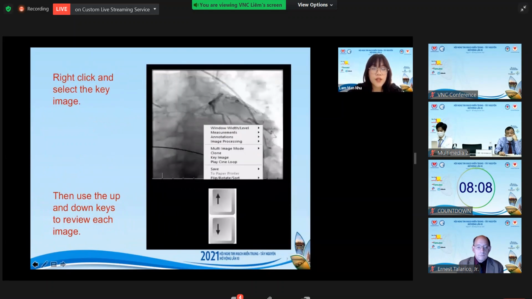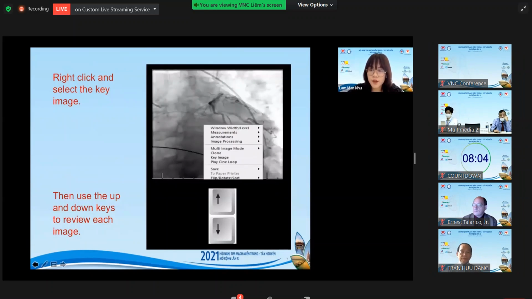To review, right-click and choose the key image. To go through each frame, use the up and down buttons.